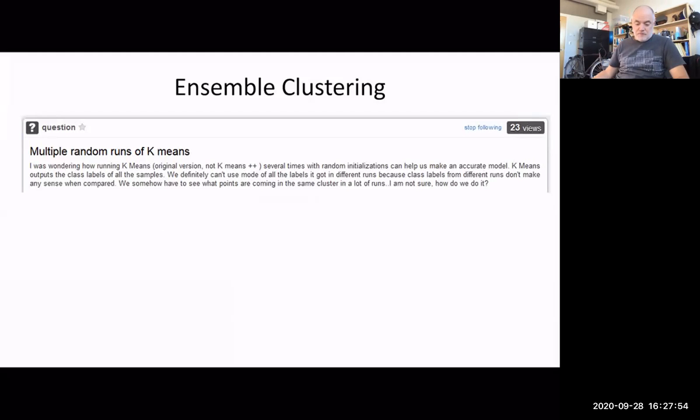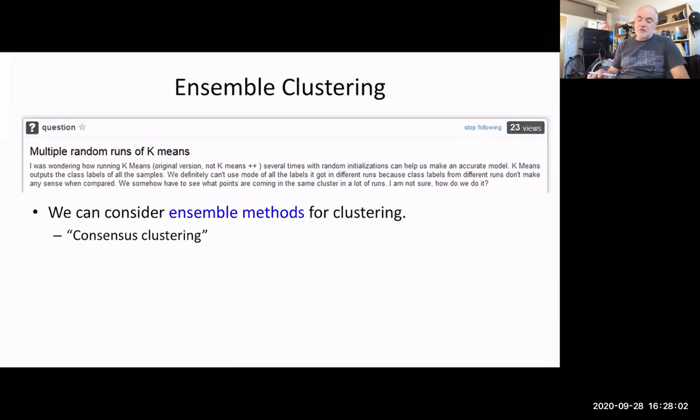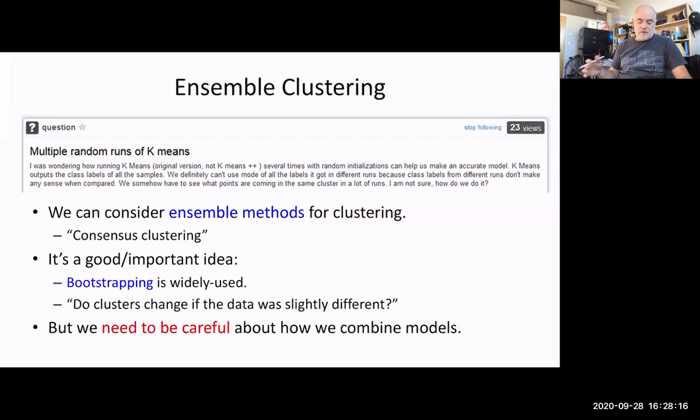In classification, we talked about ensembling, and ensembling generally made things better. Can we think about ensembling clustering, right? Can we run multiple copies of k-means and do a better job than just running one copy of k-means? The answer is yes, but you have to be careful. So we can consider ensemble methods for clustering, so consensus clustering. It's a good idea. It's used pretty widely.